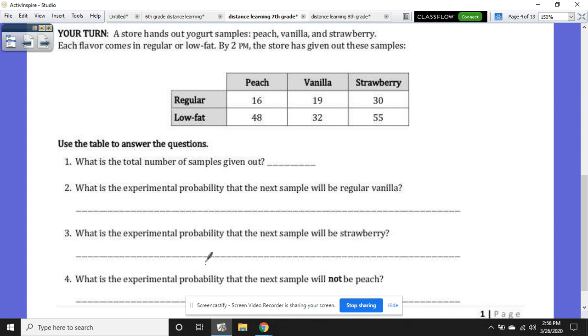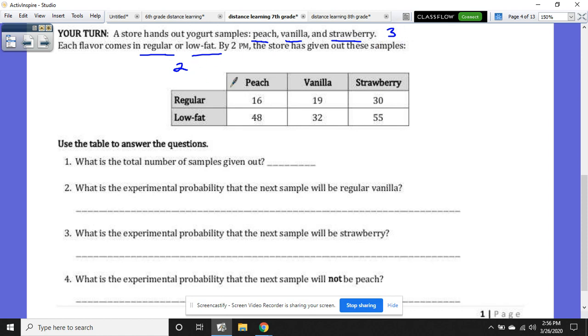So I'm going to do one with you all, one more, and then you're going to work on the next 5 on your own. It says a store hands out yogurt samples: peach, vanilla, or strawberry. That's 3 different samples, 3 different things you can get. Each flavor comes in regular or low fat. That's 2 different options. By 2 p.m., the store had given out these samples.